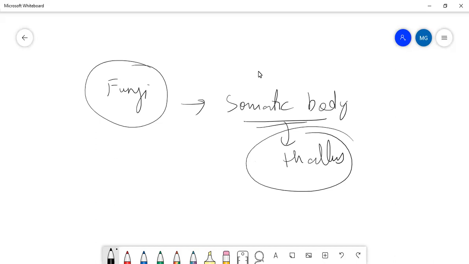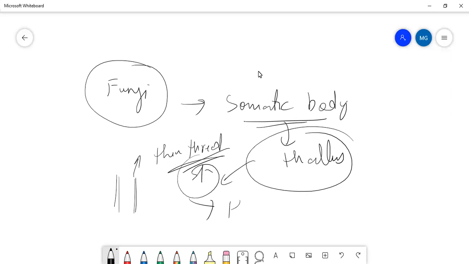And we know this thallus is made up of very thin thread like structures. The body of fungi, which is a thallus, is made of very thin thread like structures, and we call these thin thread like structures hyphae.